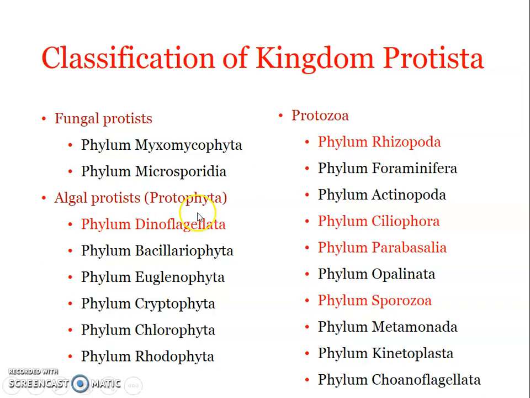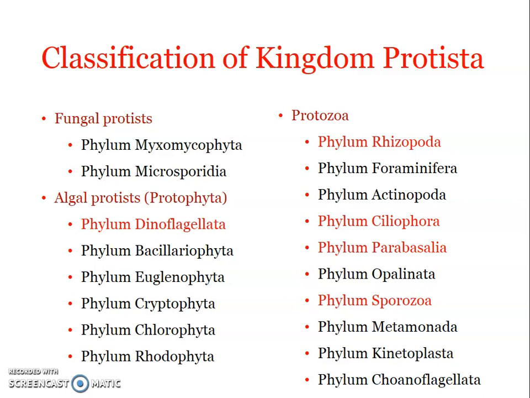Among the Protozoa, we'll be looking in detail at the characters of all those phyla given in red, that is Phylum Rhizophora, Coeliophora, Parabasilia, and Sporozova, with an example. For the rest of the phyla, since we are not supposed to look into them in detail as per the syllabus, we'll just see the major characters, the ecological importance, and a few examples.